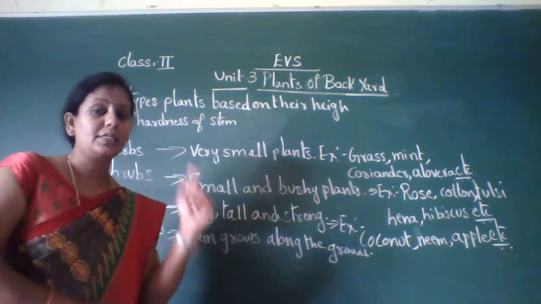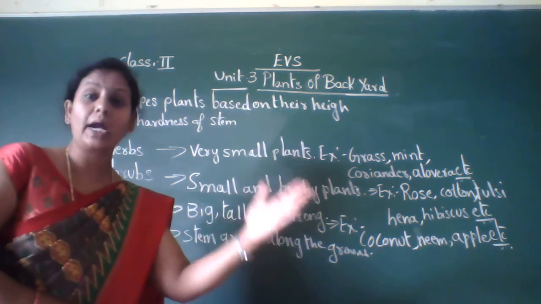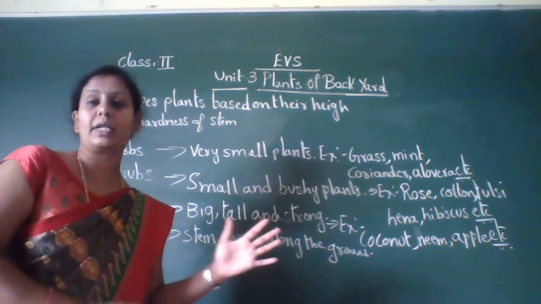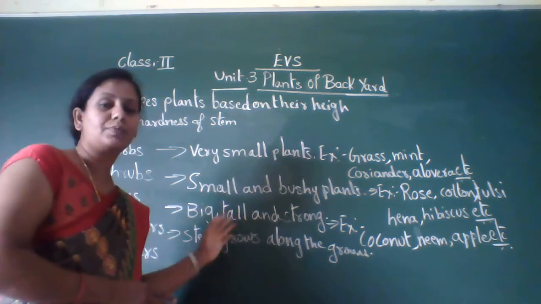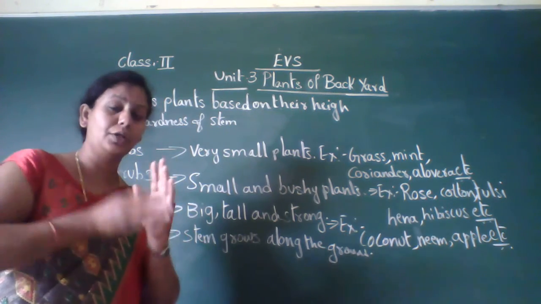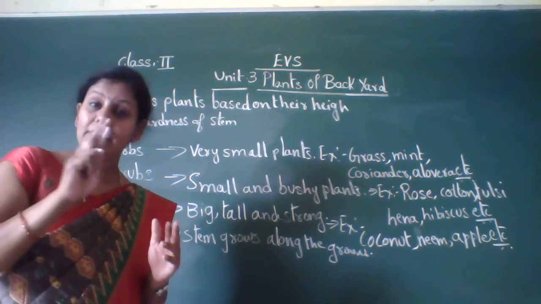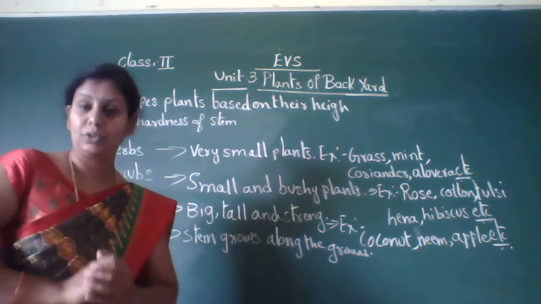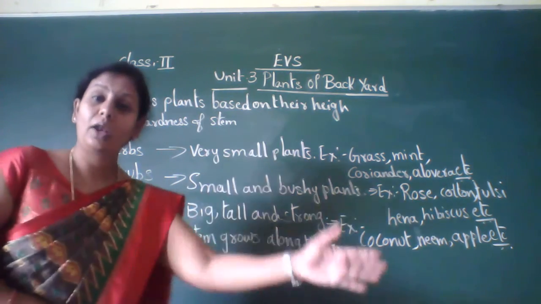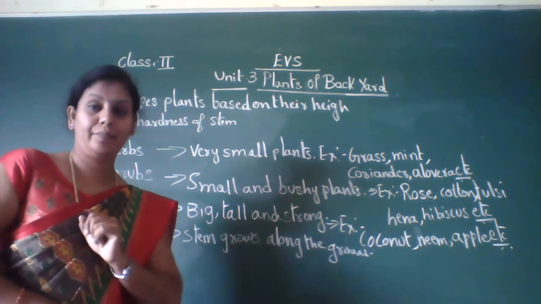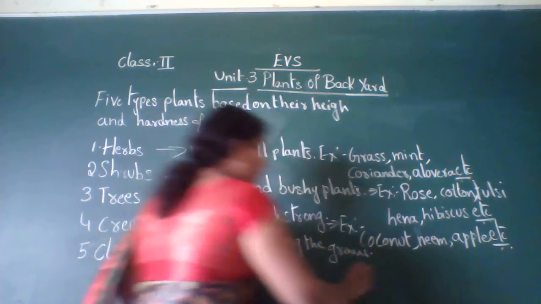Because the stem of creepers are long and thin. They can't stand straight. So that's why they grow along the ground. Example, pumpkin. Example, pumpkin.